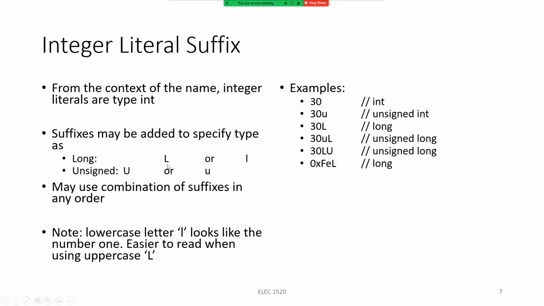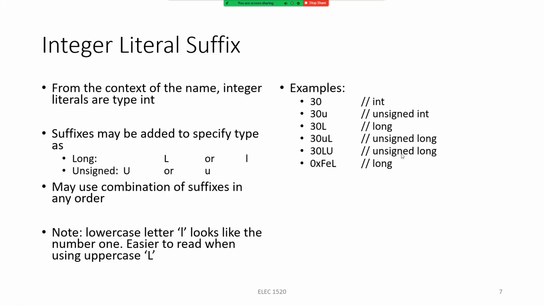I personally always use the uppercase L. It's easier for me to read and not confuse the lowercase l with a 1. The suffixes can be combined in any order. So here our 30 with an uppercase L says that this data type is a long. Remember, if you just write 30 all by itself, the data type is integer. If you write 30L, the data type is long.